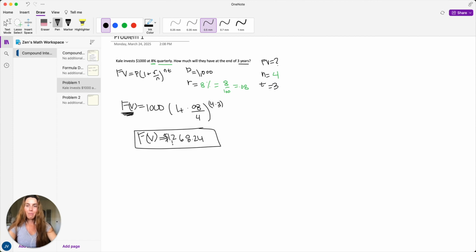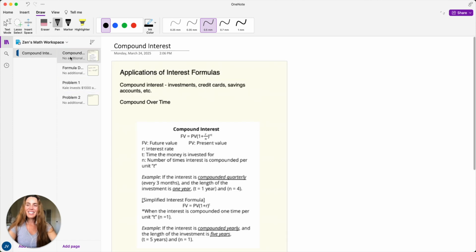Not bad. All right. So I hope you learned a little bit more about compound interest and you feel more confident with the actual formula and using it throughout your journey in mathematics, and I don't know, even making a little bit extra cash on your investments in the future.